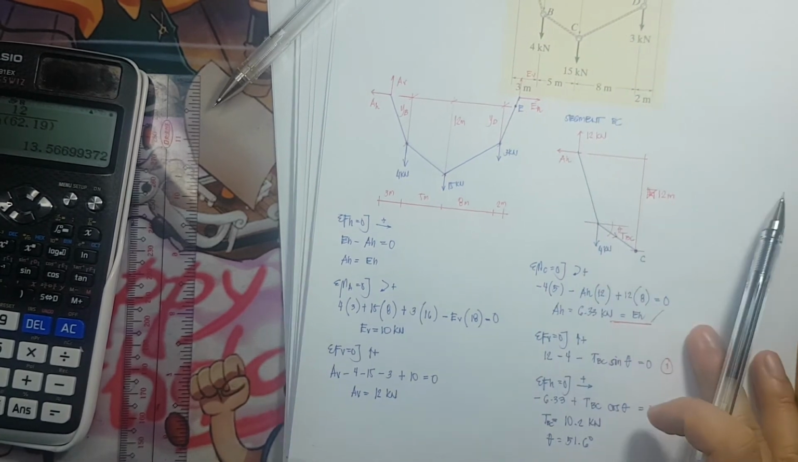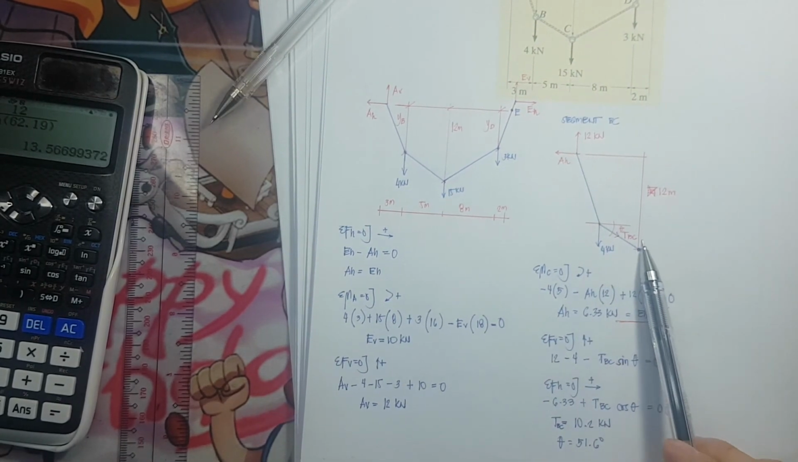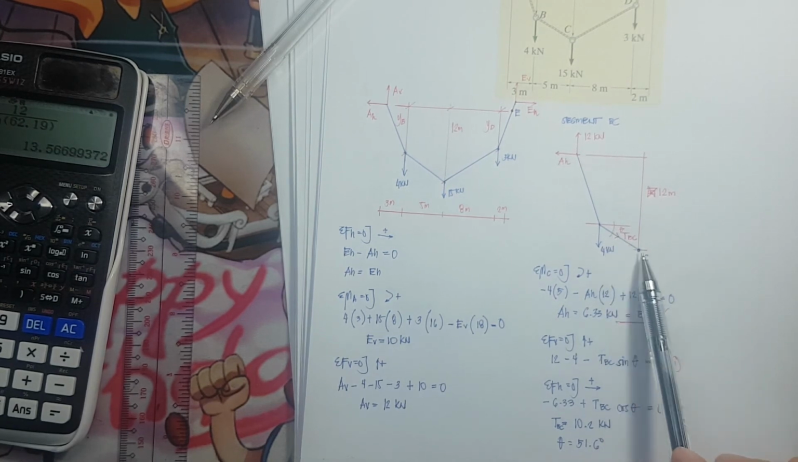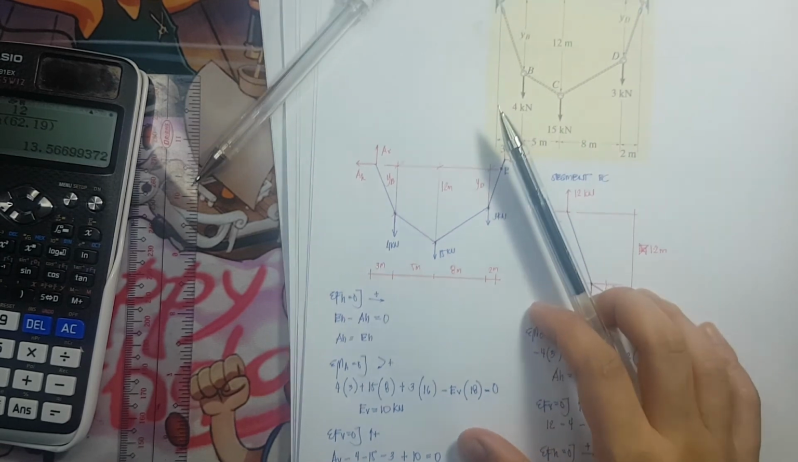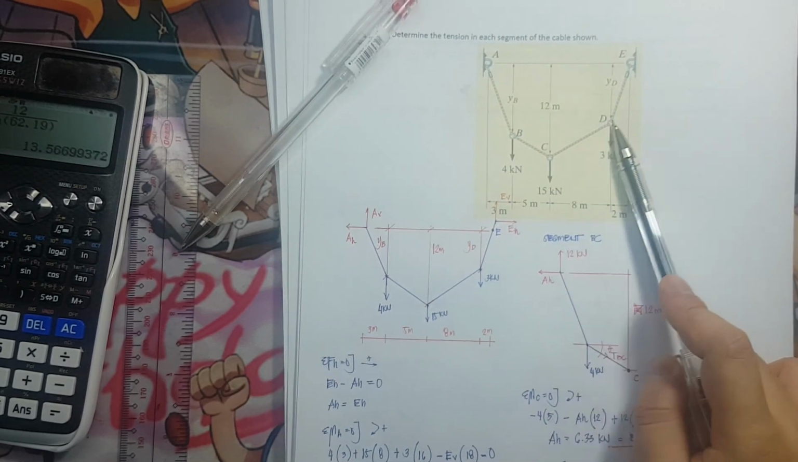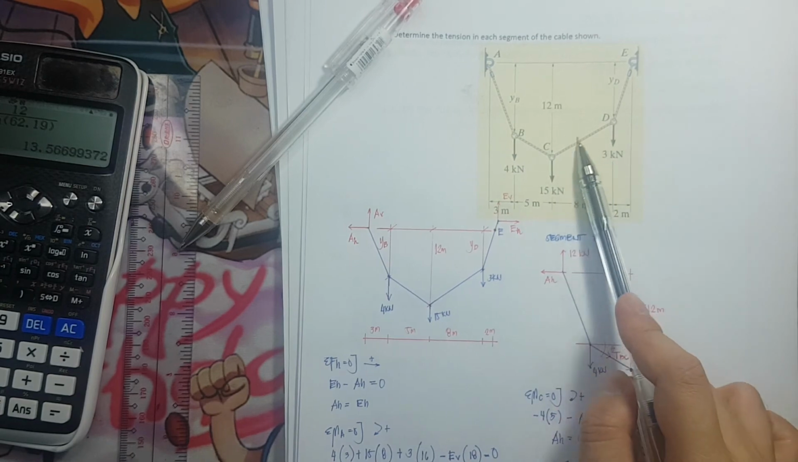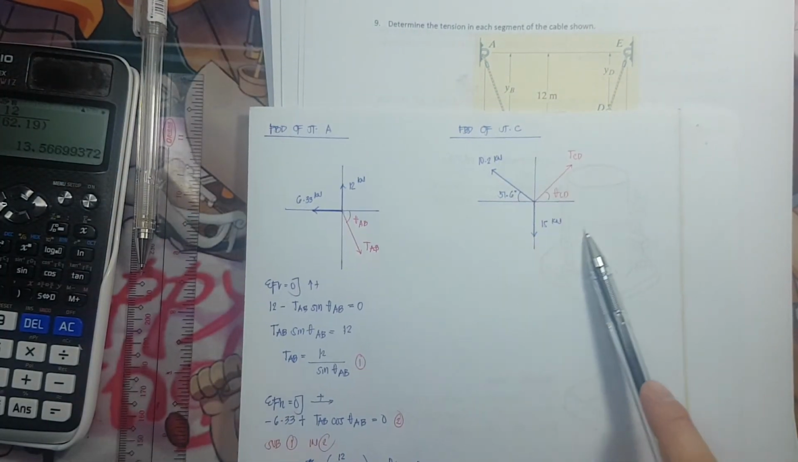Take note, here we already have our angle, and that is 51.6. So the angle also here is 51.6. If we are to have it at joint C, we can now solve for tension CD, the same time with the angle CD. So drawing the free body diagram, it would look like this.